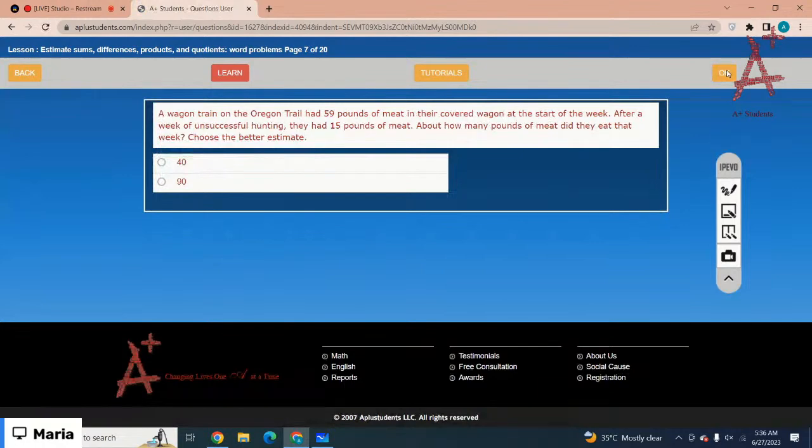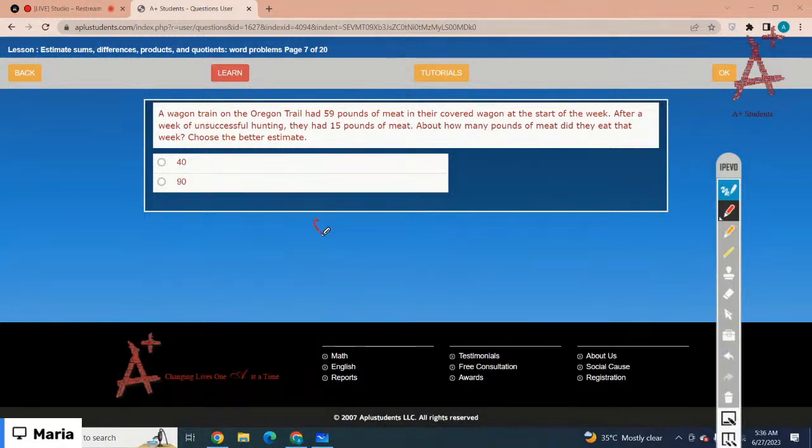A wagon train on the Oregon Trail had 59 pounds of meat in their covered wagon at the start of the week. After a week of unsuccessful hunting, they had 15 pounds of meat. About how many pounds of meat did they eat that week? You have to do 59 minus 15, so you have to round them off. 59 is rounded off to 60 and 15 is rounded to 20. That means they used 40 pounds. The correct option is 40.